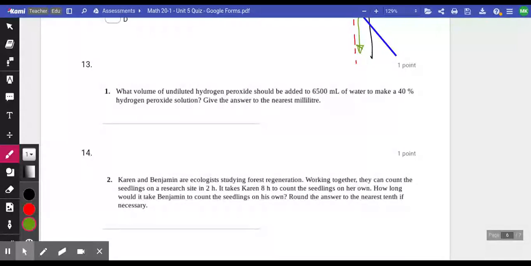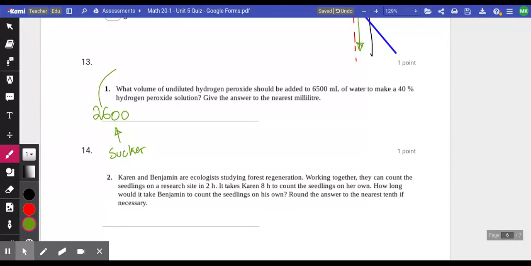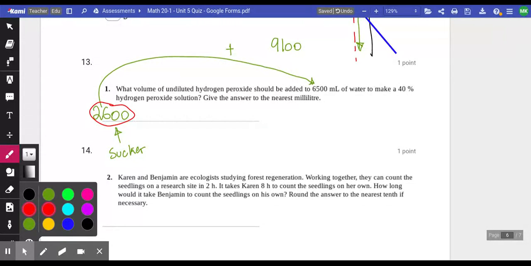What you don't want to do is take 40% of 6,500 because that's a sucker's move. So if you answered, let's put this in my calculator, 40% of 6,500, if you answered 2,600, you're a sucker. That's 40% of 6,500. But that's not the answer. The reason why is if you were to mix this in, I'm adding this to 6,500, I would then have 9,100. And this is not 40% anymore. It is not 40% of 9,100. So that means you do not have a solution with 40%. You actually have less than that.